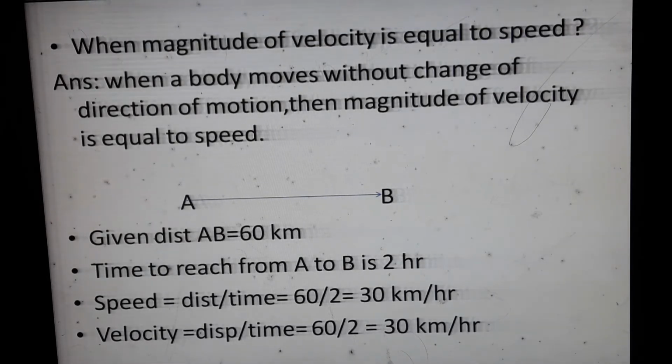Okay, so here the distance AB is given as 60 kilometers, and the time to reach from A to B is 2 hours. So in that case, speed is what? Distance, that is 60 kilometers, divided by 2, 30 kilometers per hour. Velocity is also displacement upon time. It moves from A to B, it does not return back. So it is a simple linear, straight motion without change in the direction of motion. So in that case only, speed and velocity both are equal.